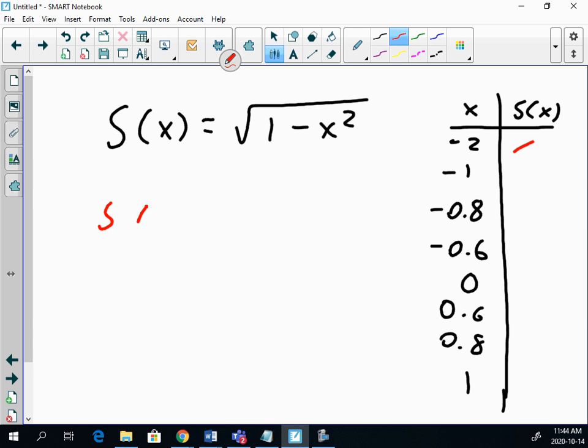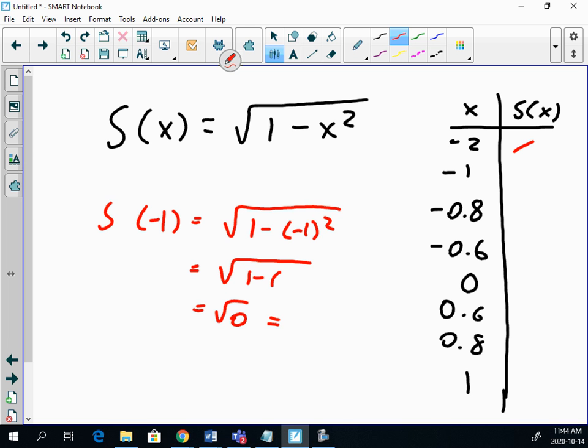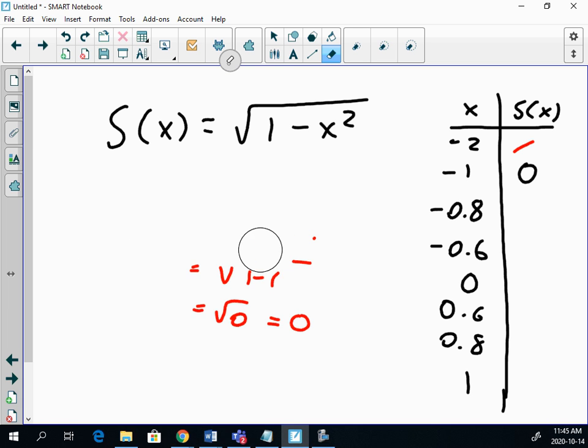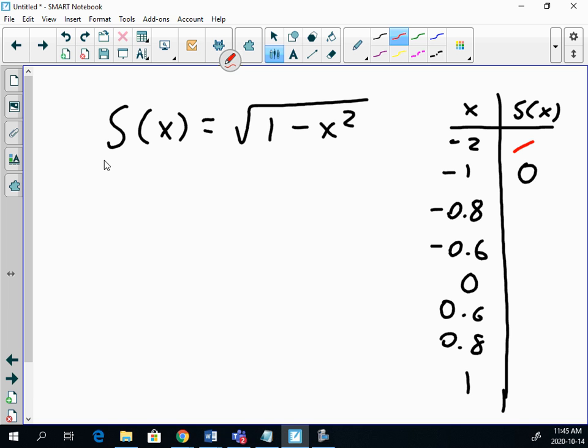Let's try -1. Then I get the square root of 1 minus (-1) squared, which is to say the square root of 1 minus 1, which is to say the square root of 0, which is just 0. So that works just fine. I can take s of -1 and I get 0. -1 is actually the smallest number I can take s of. Everything below -1 is not in my domain.